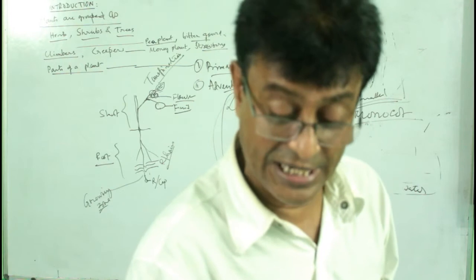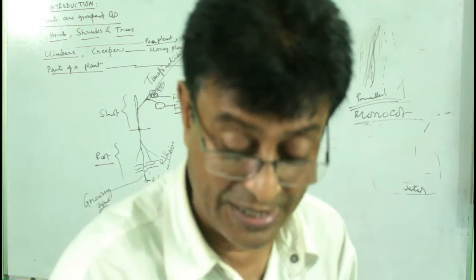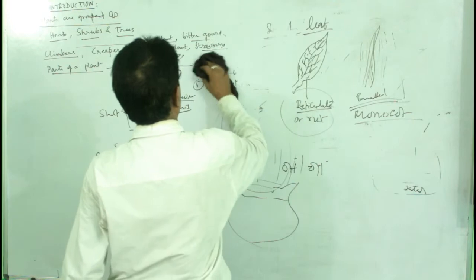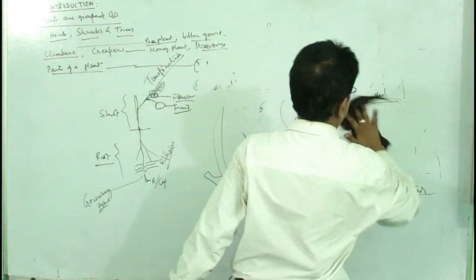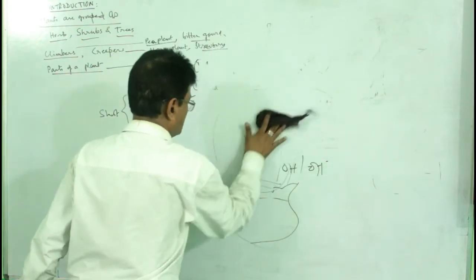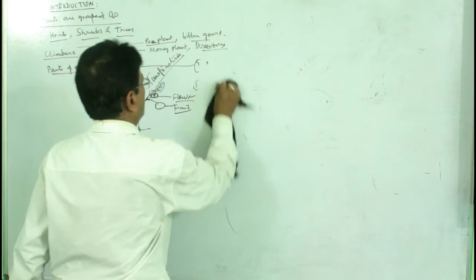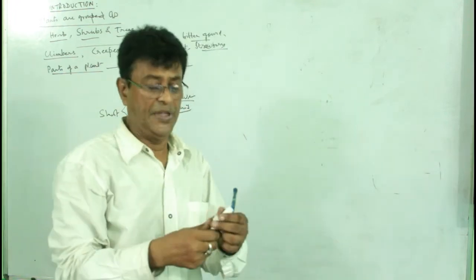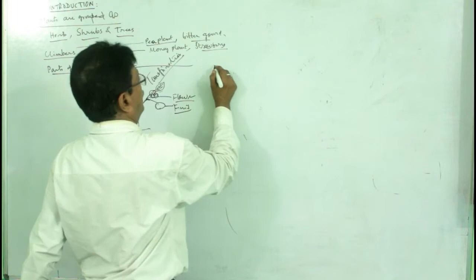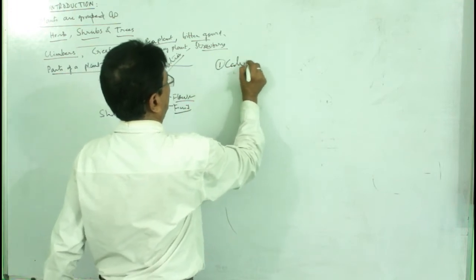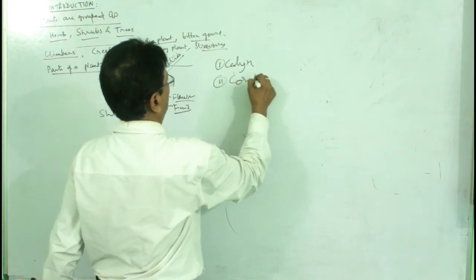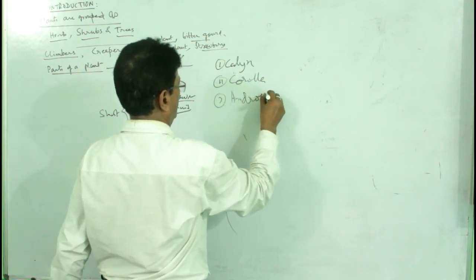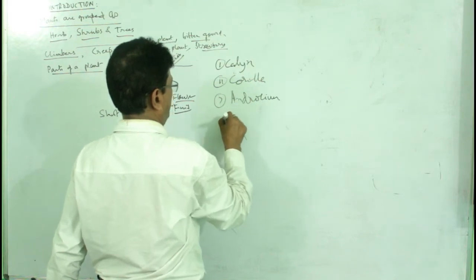Well, after the leaves we will come to discuss the flower. So we have to discuss the parts of a flower. A typical flowering plant has four whorls. Number 1, calyx. Number 2, corolla. Number 3, androecium. And number 4, gynoecium.